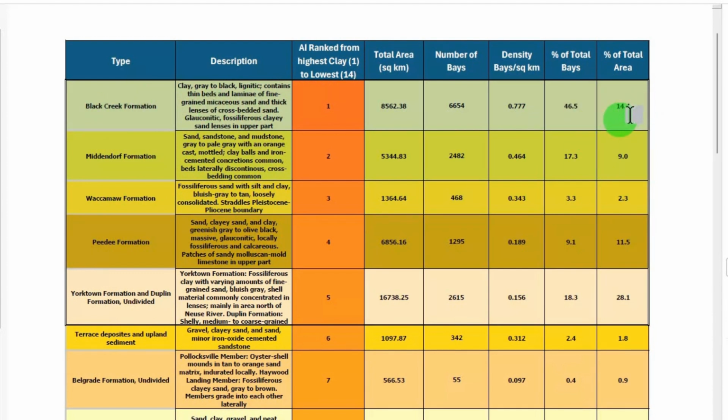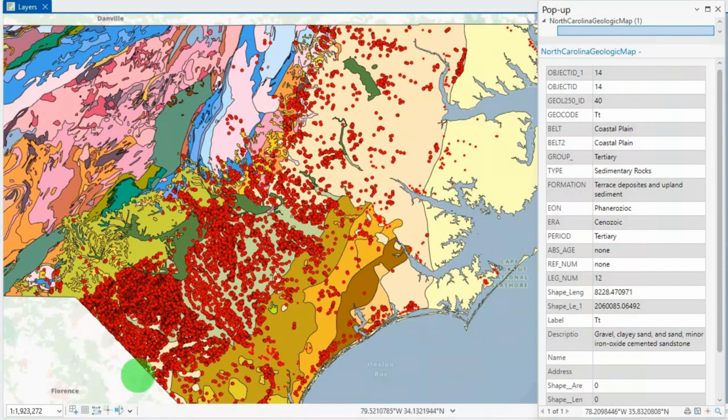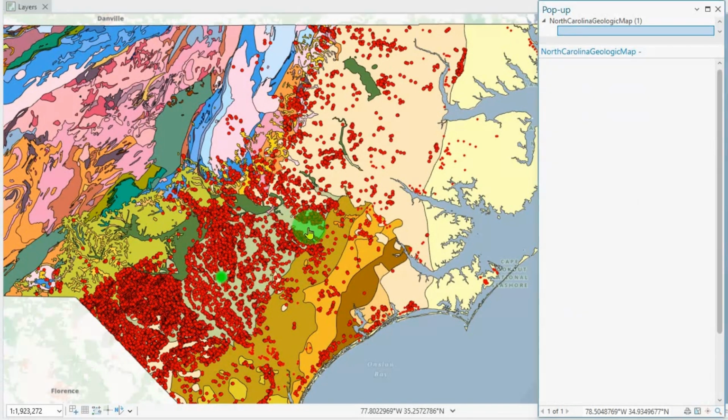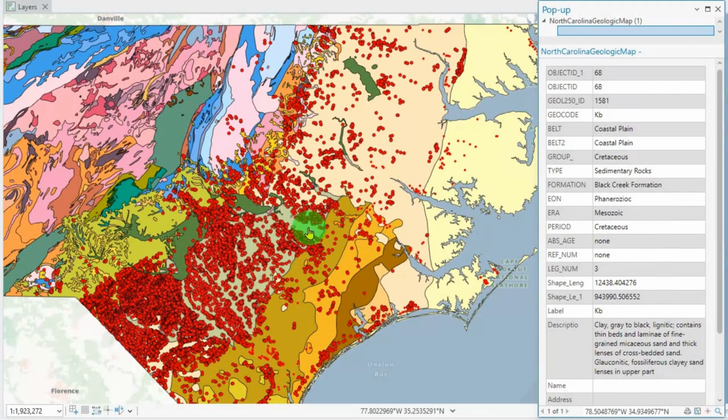And this 14.4% total percent of area means that of all these areas that contain bays, this Black Creek Formation is 14% of that. So once again, this Black Creek Formation is that area right there, and that has 46% of all the bays, and there's 6,654.